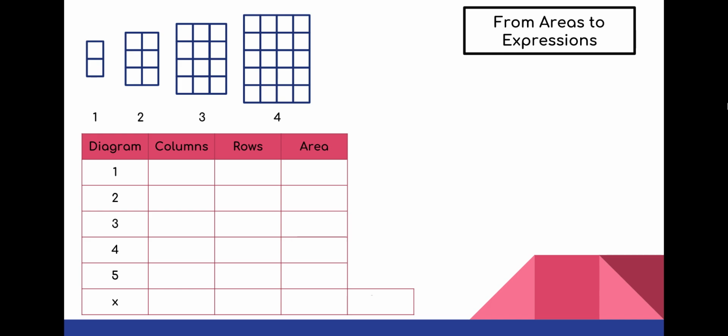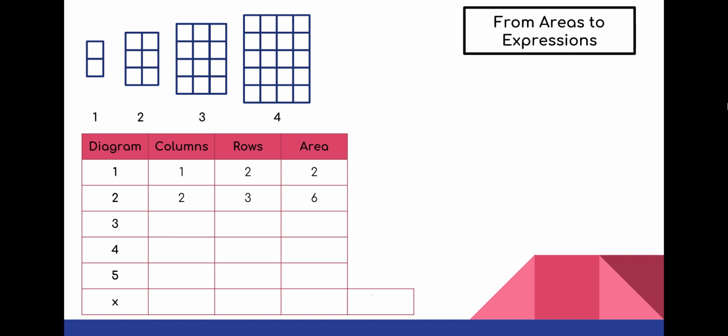First, we're going to look at making a chart because organizing the information that we have may reveal some patterns. We have a chart that lists the diagram, the columns, the rows, and we're going to talk about the total area. In diagram 1, we have one column, 2 rows, and a total area of 2. In diagram 2, we have 2 columns, 3 rows, and a total area of 6.